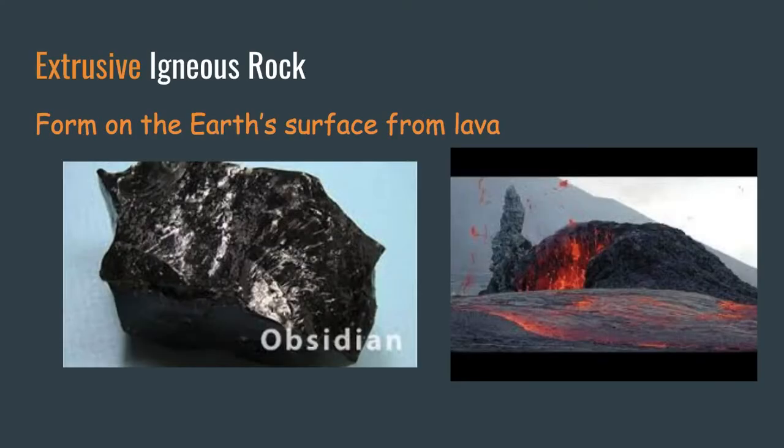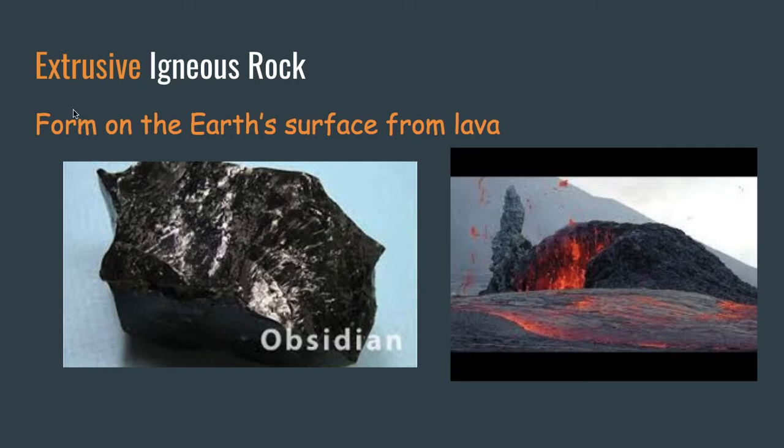Well, our first kind is extrusive. An extrusive igneous rock forms on the surface from lava. My favorite example of this, of course, is obsidian, my favorite rock. If we look at obsidian, I can tell that it cooled on the surface because there are no crystals. There's no spots here. It's all one shiny surface.